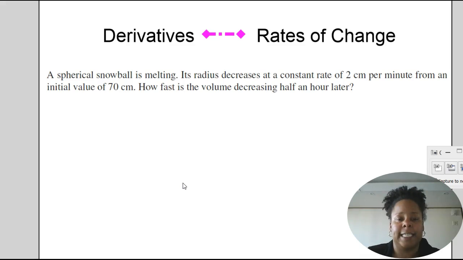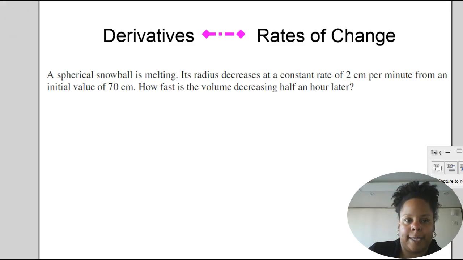An example that's given in your textbook is a spherical snowball that's melting. The radius decreases at a constant rate of 2 centimeters per minute, from an initial value of 70 centimeters. How fast is the volume decreasing half an hour later?